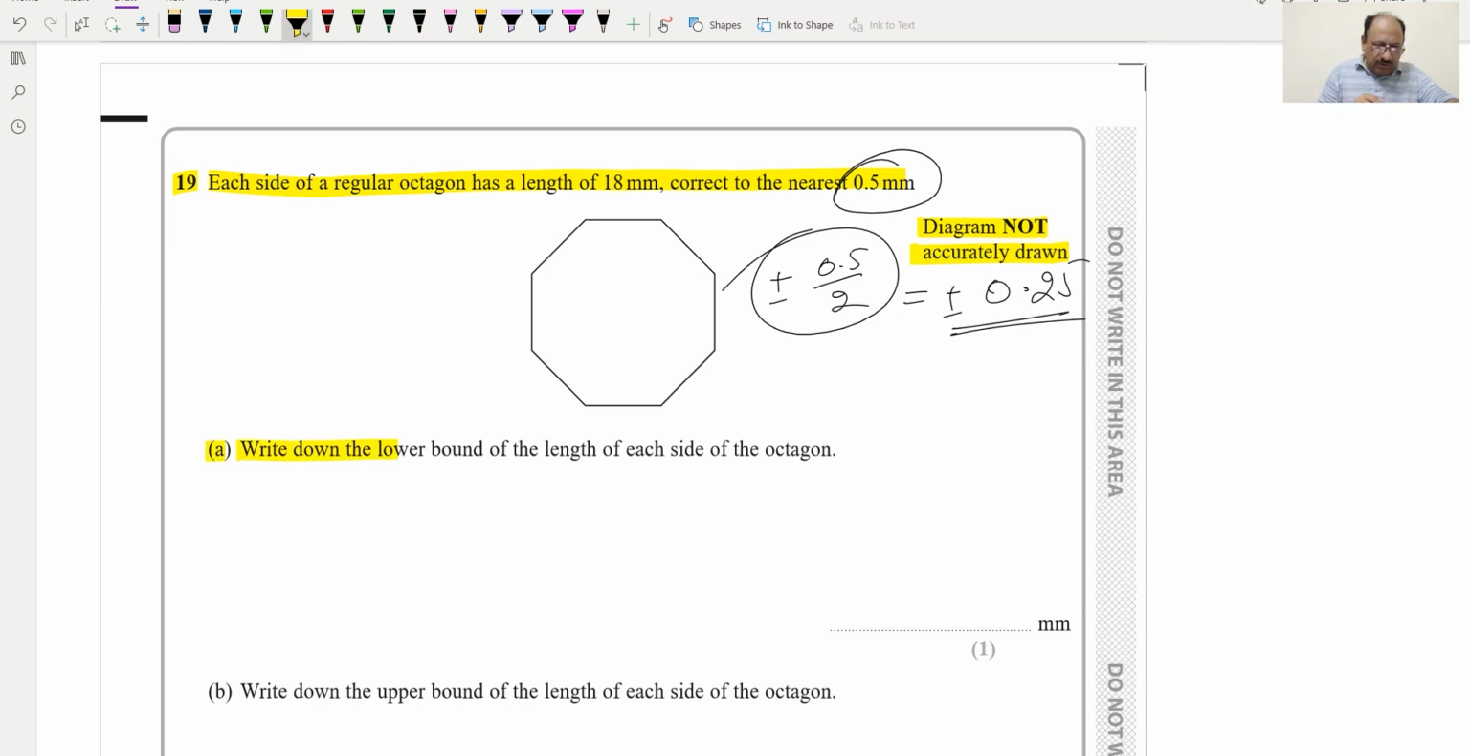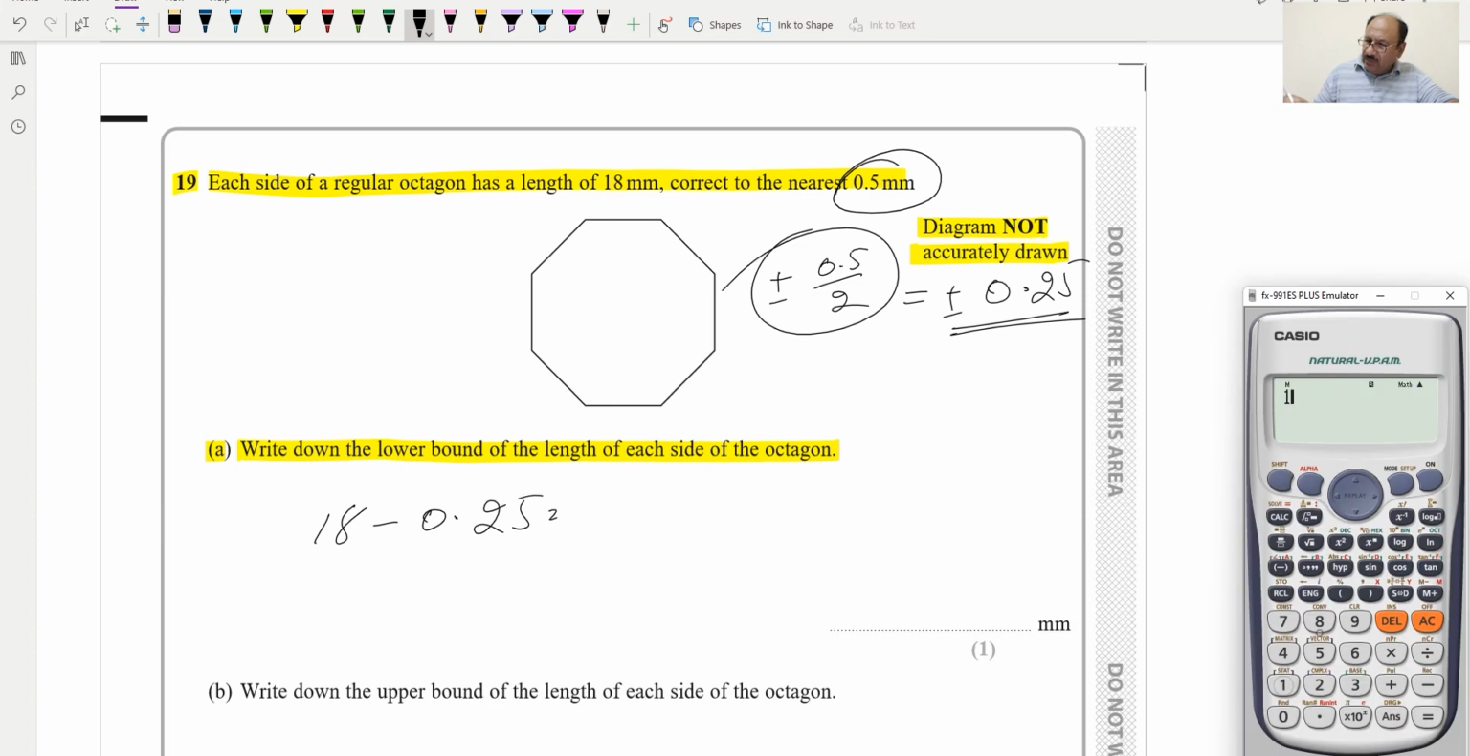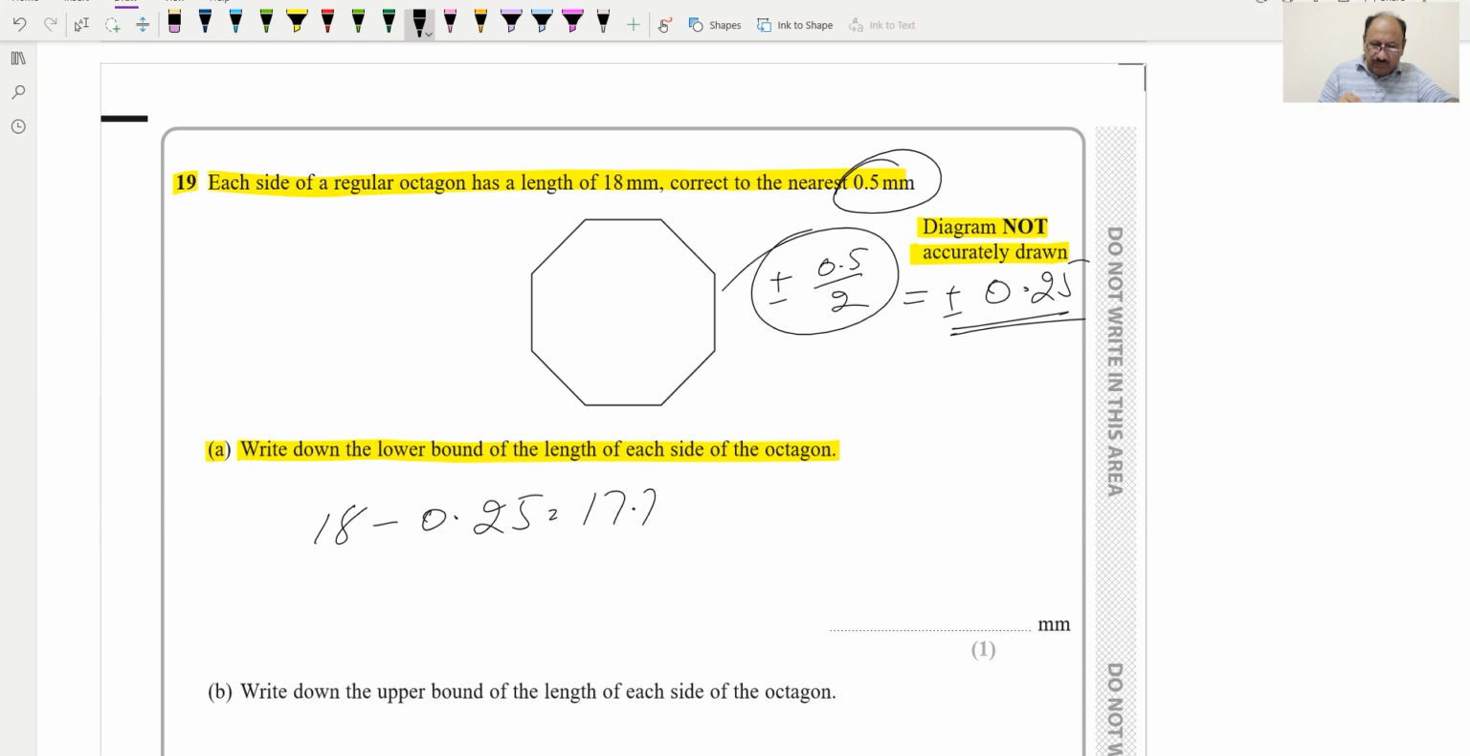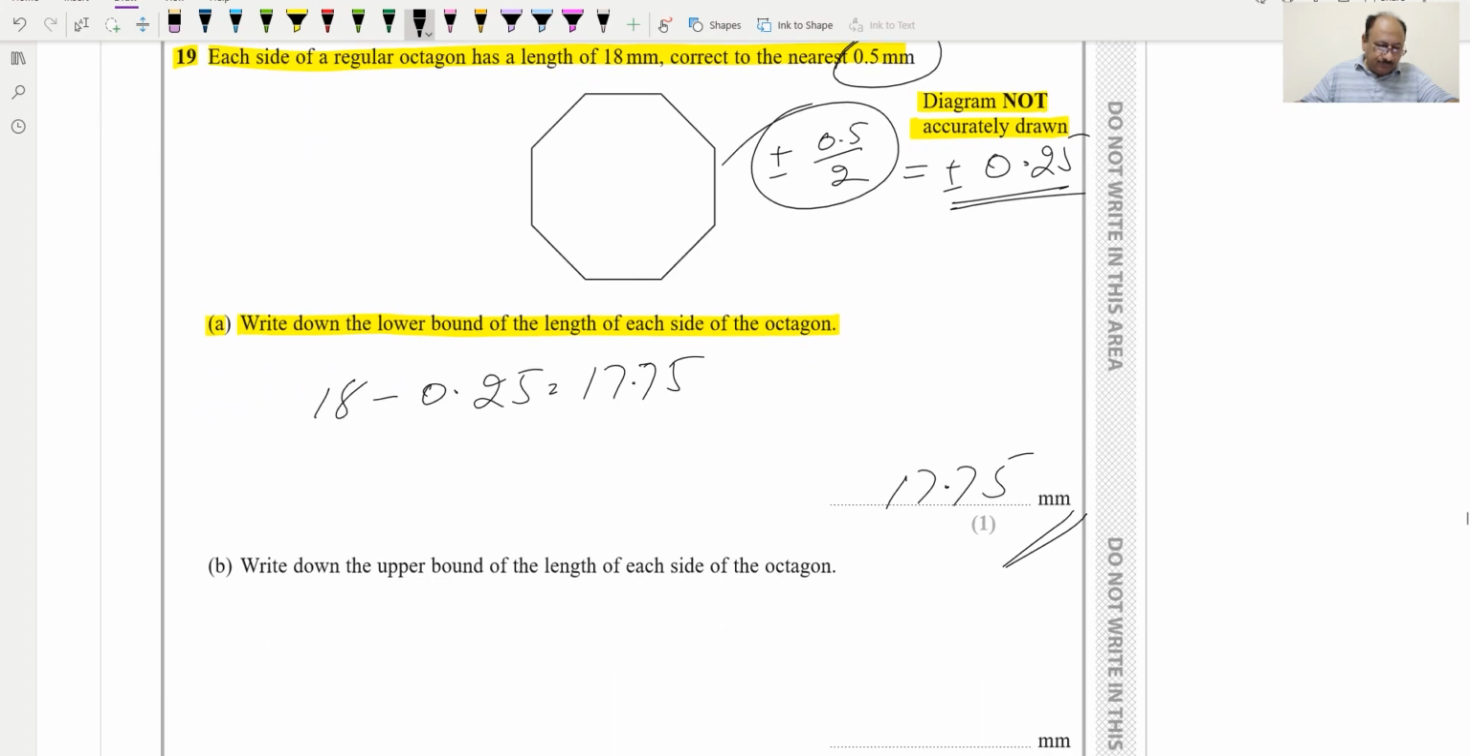A part, write down the lower bound of the length of each side of the octagon. So lower bound will be 18 minus 0.25, and 18 minus 0.25 will be equal to 17.75. I'm using a calculator because most of the students are relying on calculators, so I'm not doing mental calculations. Wherever possible, I'm using the calculator.